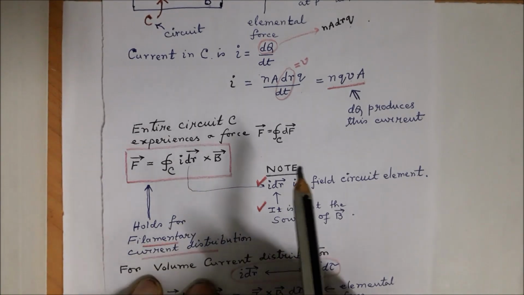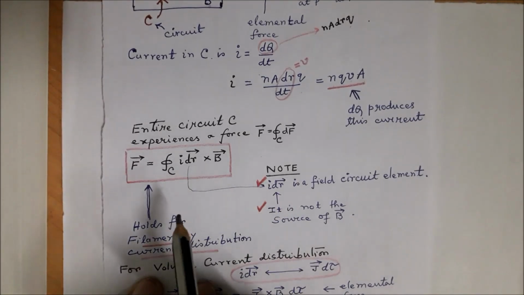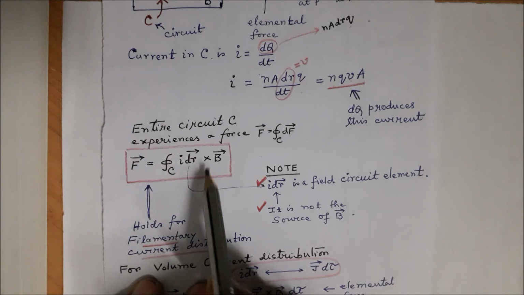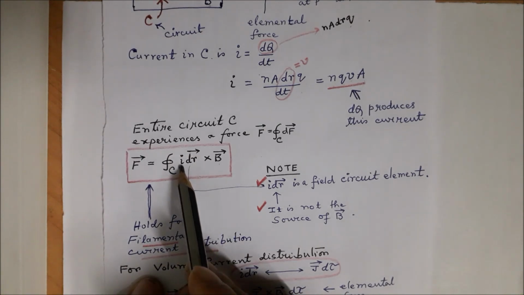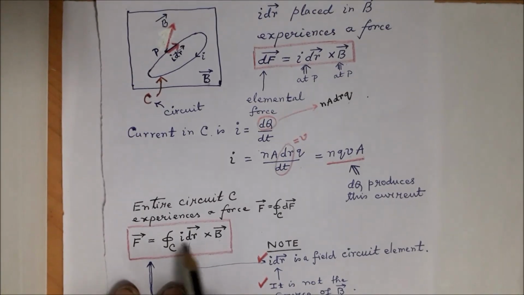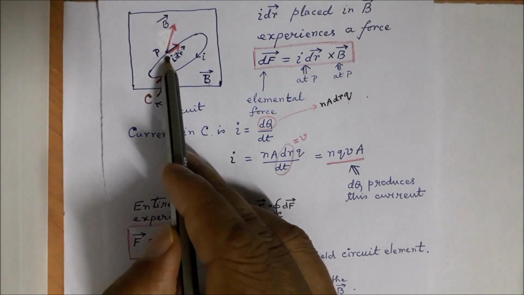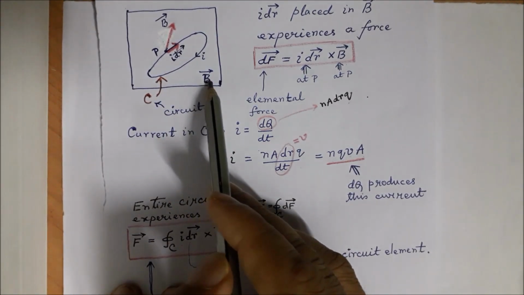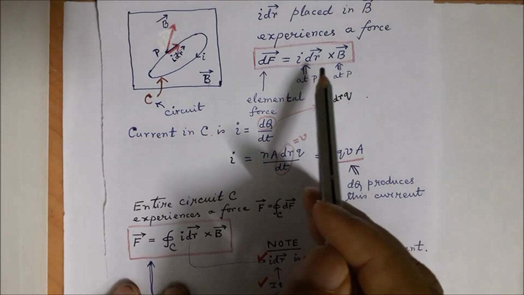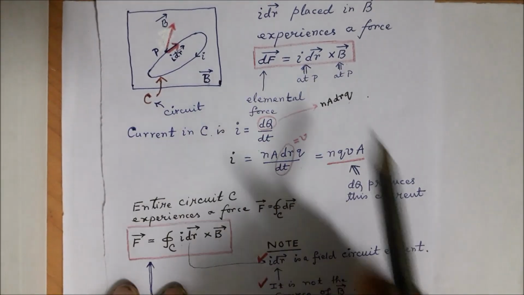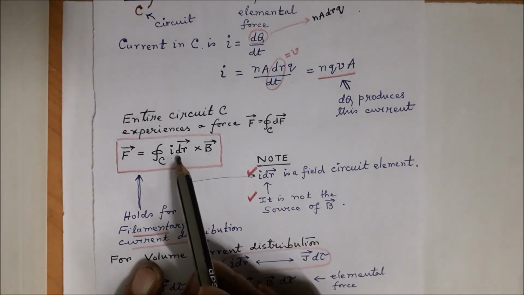current produces a magnetic field, but here you have to be very careful not to confuse that this B is not produced by this I. Actually, I dr, the current element, is placed in a B field. So I dr did not produce B. That we have to make clear. This B has been produced by some other external agency.